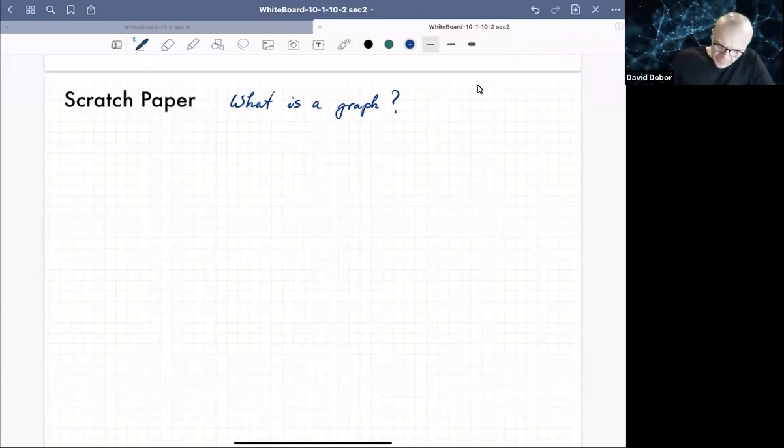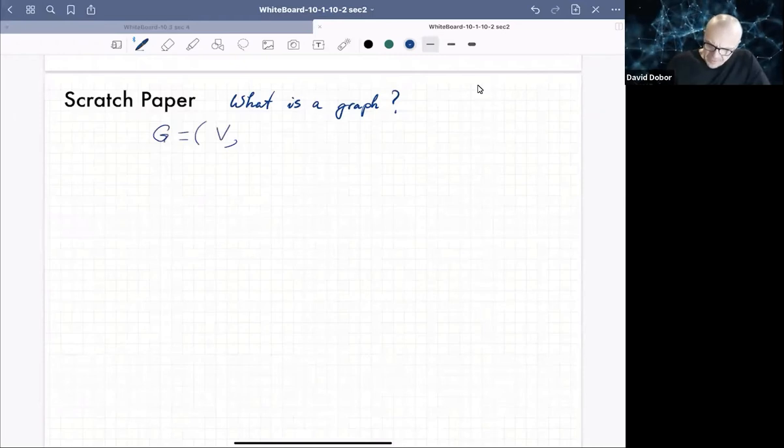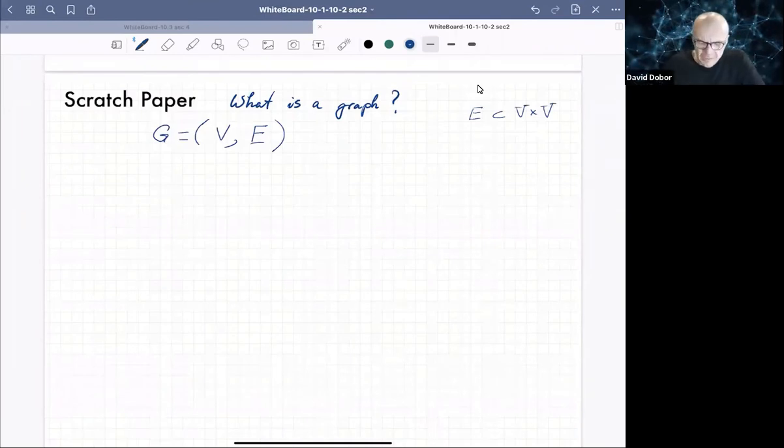We'll have a graph G. We'll define graph G to be a pair of elements, something we'll call vertices or dots, and a subset of the elements from the Cartesian product of V by itself. That is a subset from the pairs of elements of V. All right, so what do we mean by this?